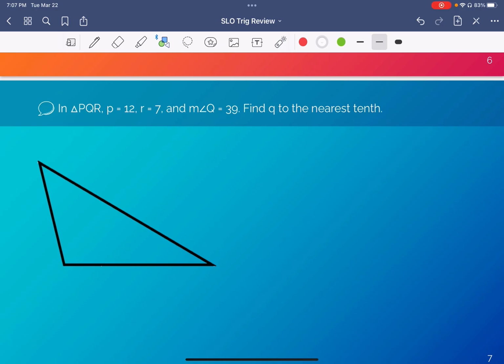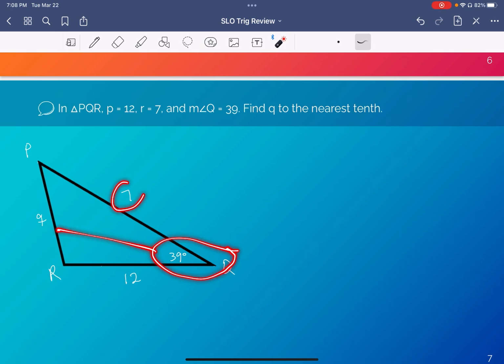In triangle PQR, not labeled, so I'm going to label it before I do anything else. Triangle PQR, side P is 12, side R is 7, angle Q is 39 degrees, and we're looking for side Q, which is again across from angle Q. So again, this is not a right triangle, so I can't use SOHCAHTOA. So I'm going to think about whether it's law of sines or law of cosines. For law of sines, I need a pair. I have angle Q, not the side. I have the side, but not the angle. I have the side, but not the angle. So there's no pair as of right now.